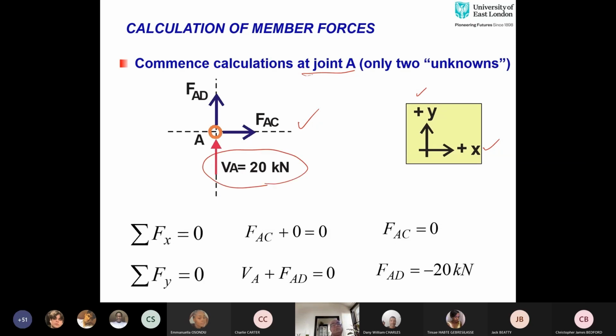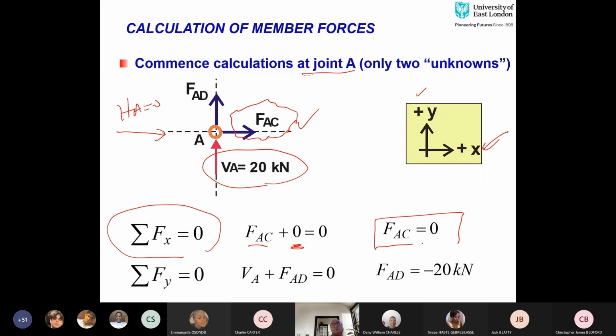Apply equilibrium equation. First, summation of horizontal forces equal to 0. How many horizontal forces are here in this joint? 1. What is the name of that? This one, FAC. And where is it pointing to? It's pointing towards right. Now this means that this is positive. Although I have HA over here as well, but HA is 0. So that's why I've added nothing here. So FAC plus 0, this is giving me force in AC equal to 0.